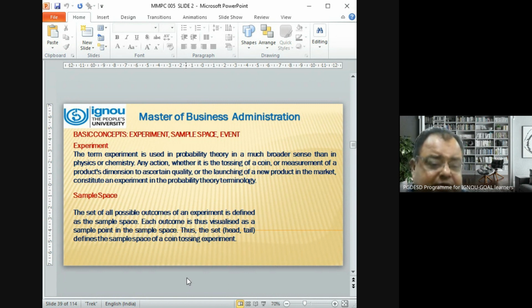What is the sample space? The set of all the possible outcomes of an experiment is defined as the sample space. Each outcome is thus visualized as a sample point in the sample space. Thus, head and tail both define the sample space of a single toss of a coin. When you toss a coin, what are you going to get? Either head or a tail. What are the total number of outcomes? Head or tail, 2. Getting head on a toss is 1. 1 by 2 is the probability.